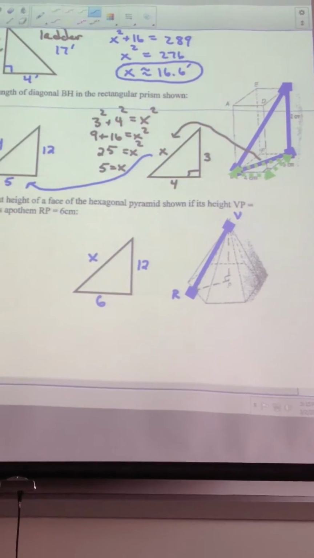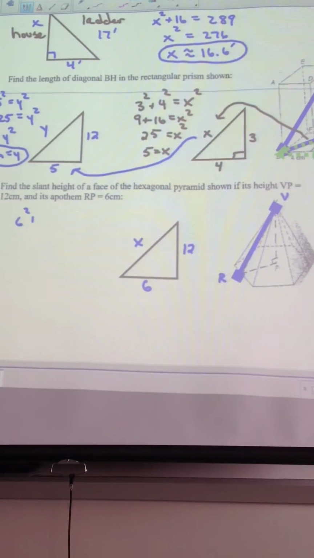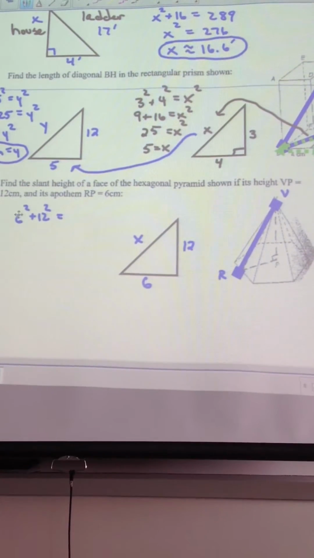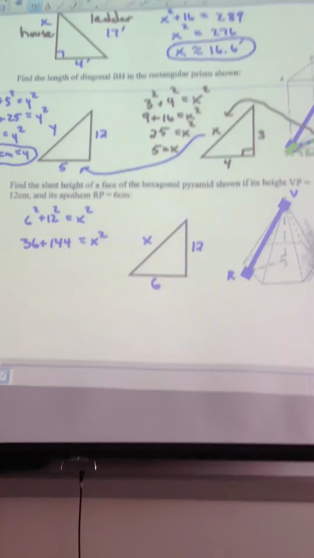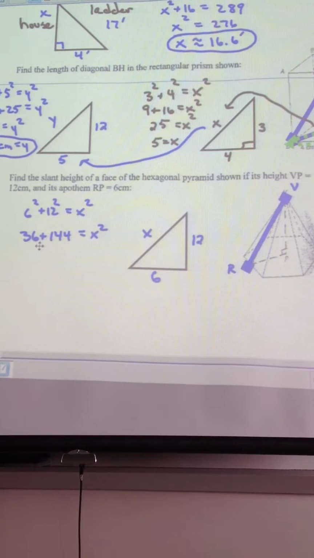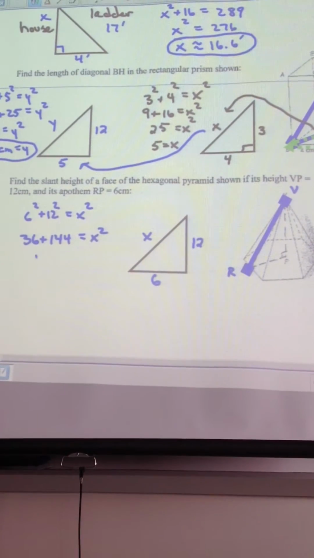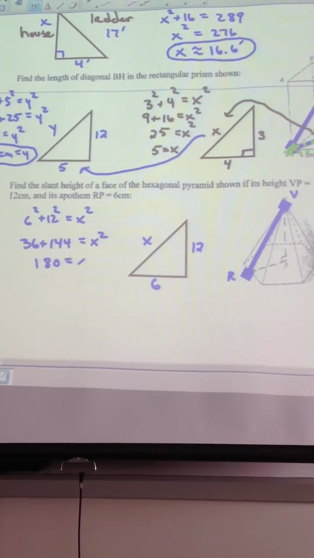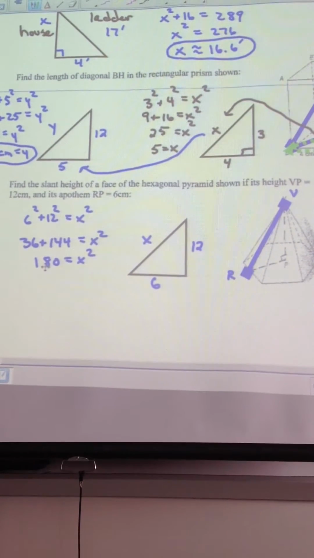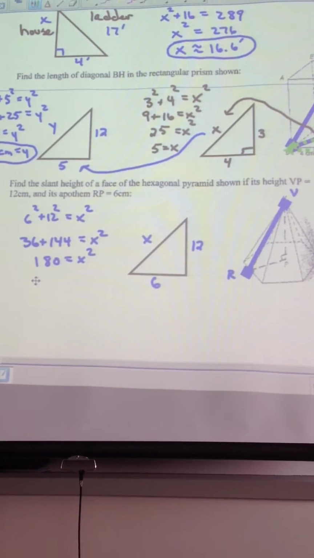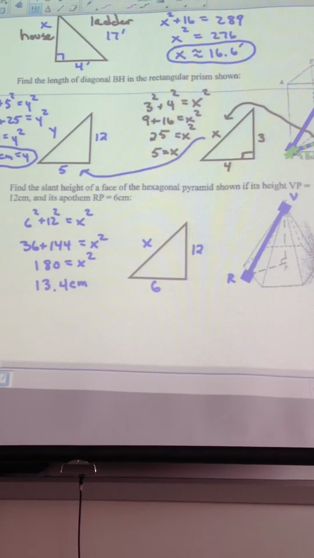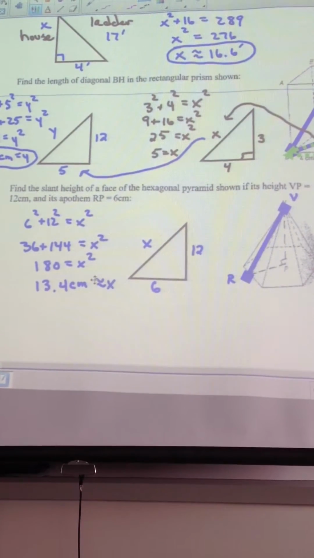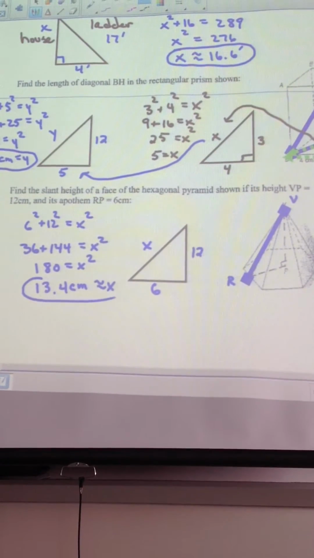this one. Pythagorean theorem, 6 squared plus 12 squared equals x squared, which gives me 36 plus 144 equals x squared. 144 plus 36 is going to give me 180 for x squared. And we will have to round that answer off approximately 13.4 centimeters for our value of x.